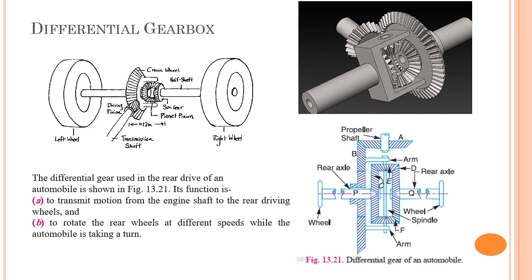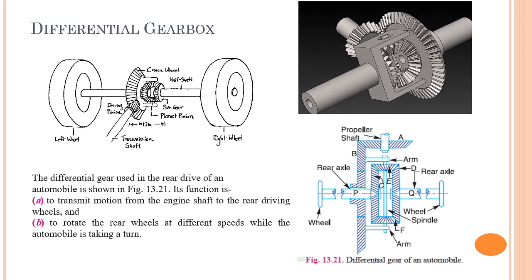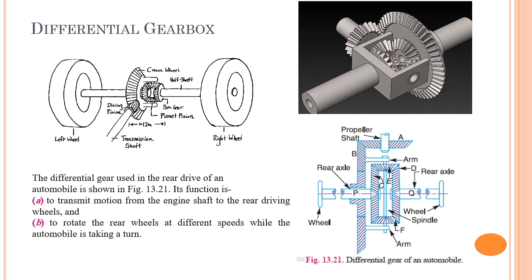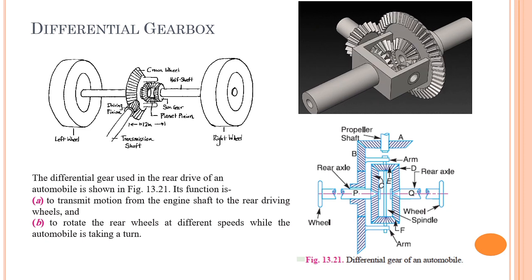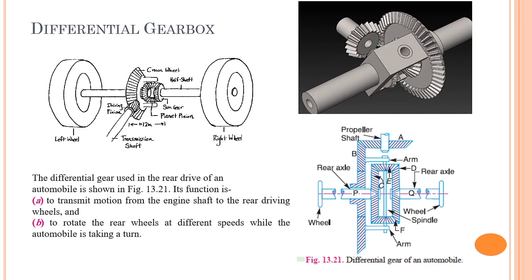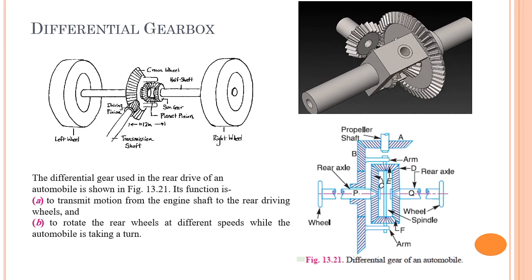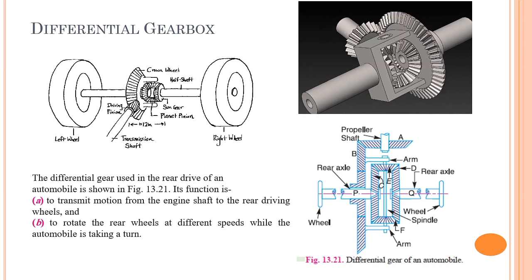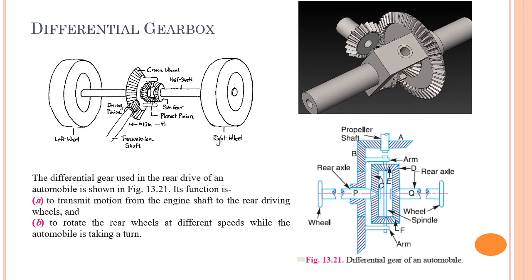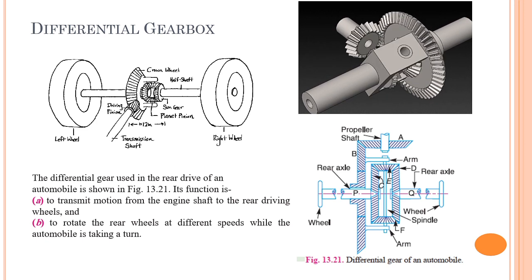Now in this diagram the differential gearbox is shown, figure 13.21. The bevel gear A is known as a pinion and is keyed to the propeller shaft driven from the engine shaft through the universal coupling. This gear A drives the gear B, which is known as a crown gear, which rotates freely on the axle P. The two equal gears C and D are mounted on two separate parts of the same axle, P and Q. You can observe there that the axle is divided into two parts, and on the P part C gear is mounted, on the Q part D gear is mounted.